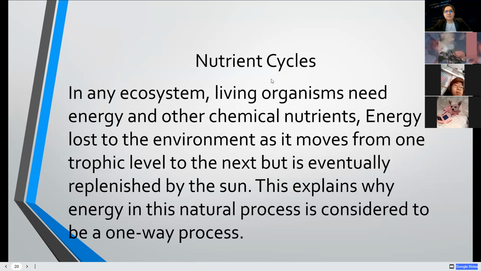Let's move on to cycles, nutrient cycles. In an ecosystem, living organisms need energy and other chemical nutrients. Energy is lost in the environment as it moves from one trophic level to the next, but is eventually replenished by the sun. This explains why energy flow in this natural process is considered to be a one-way process.